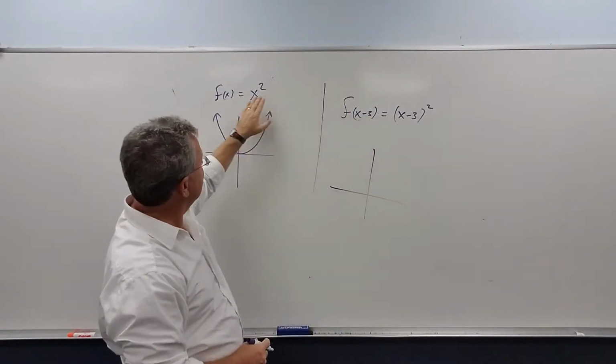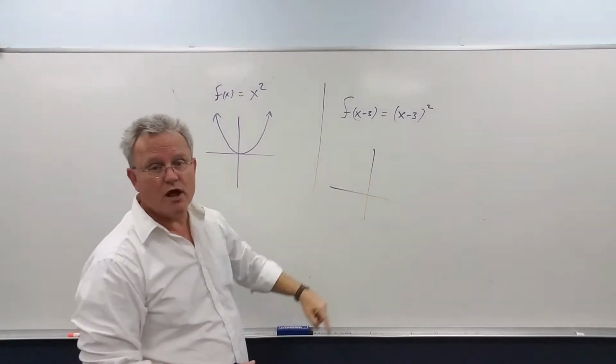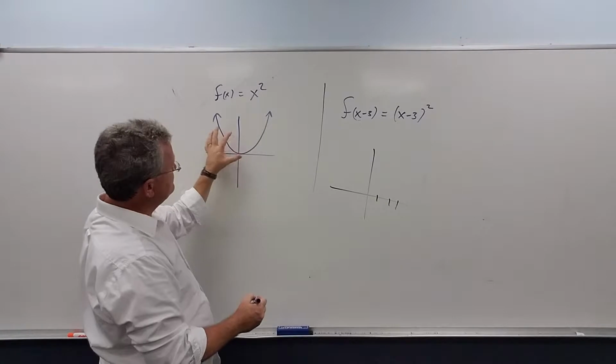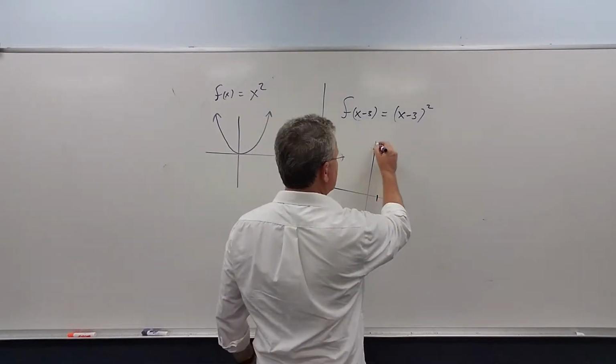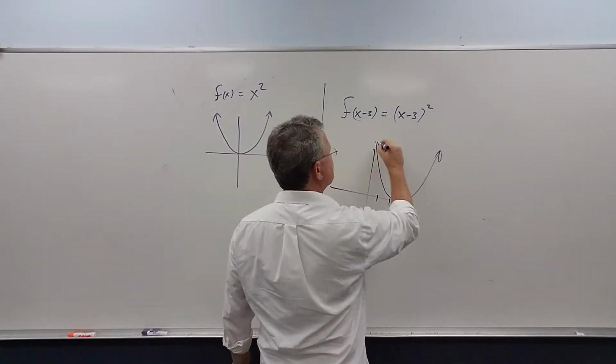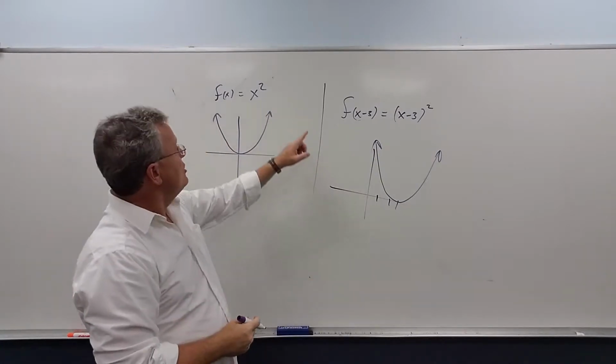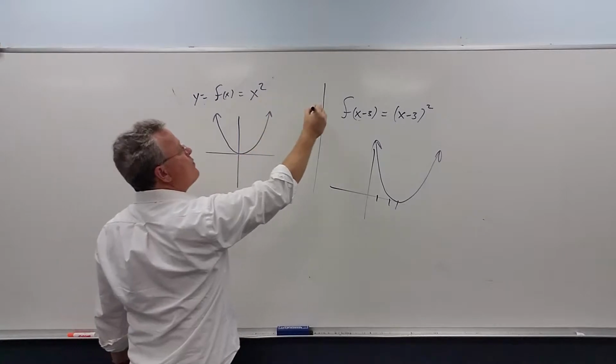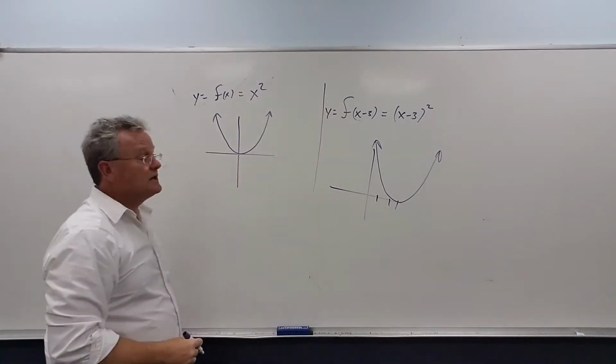This is going to take this graph and move it to the right 3 places. So it's going to take this point and move the whole thing to the right 3 places. Why does it do that? Well, keep in mind this is really our y value. y equals our function.